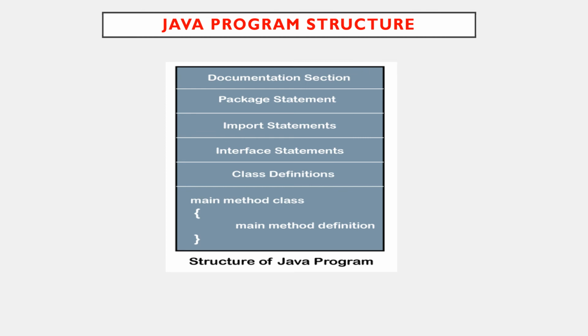The last thing is the main method class. Every Java standalone program requires a main method, as it is the starting point of the execution of a program. The main method creates objects of various classes and establishes the communication between them. On reaching the end of main, the program terminates and control passes back to the operating system. So this is about the Java program structure.